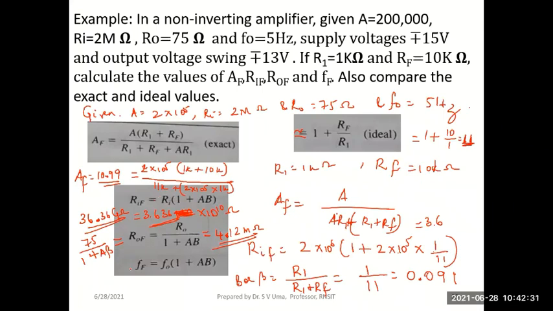And bandwidth, has anybody calculated FF, the bandwidth? F naught into 1 plus A beta. This F naught is 5 hertz. Just multiply it with the value 1 plus A beta. You will get the bandwidth with feedback.